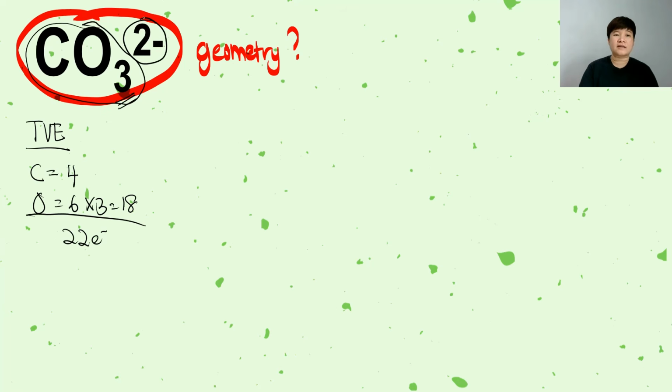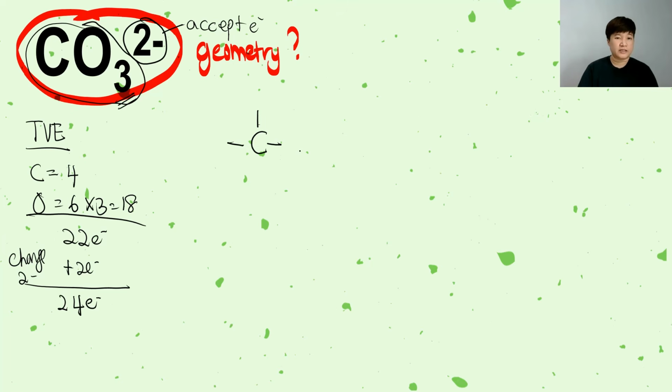I have a 2- here. 2- means you accepted electrons. So you accept electrons means we need to add 2 electrons, because it's an anion, we accepted the electrons to become negatively charged. So we have extra electrons over here, 24 electrons. So we'll start off the Lewis structure with the skeleton and single bonds between the carbon and oxygen.